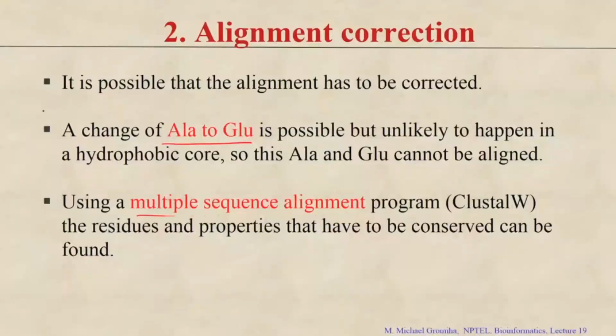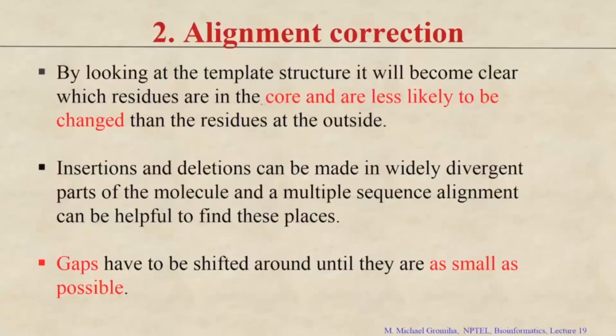Then you can use a multiple sequence alignment and see the conserved residues in your template, whether the conserved residues are properly aligned or not. If it is not properly aligned, you have to make the correction so that it is properly aligned. Then you can see the template and see whether the core residues, which are less likely to be changed, because these are the very important residues, are properly placed, and then the residues on the outside of the protein.